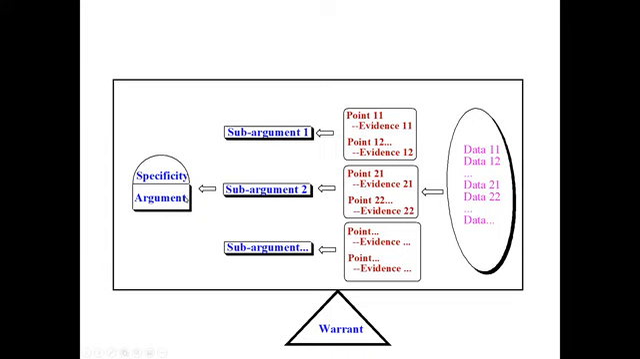However, there are even more complicated structures. You have an argument, and then it can be broken down into sub-arguments. Each sub-argument further can be broken down into points, and each point is supported by evidence, usually multiple pieces of evidence, and you have data here. This structure usually is the structure of a book.